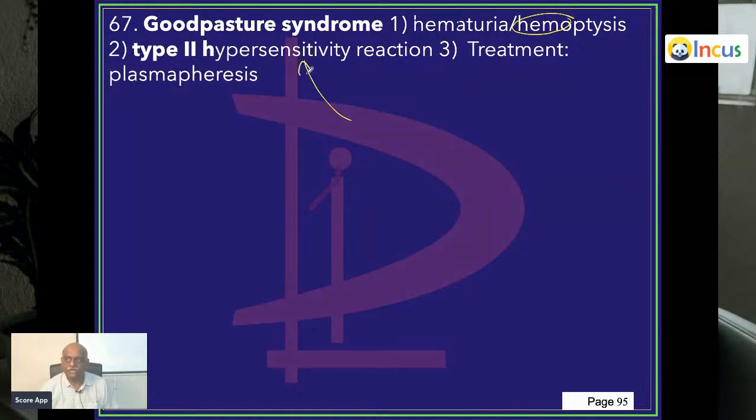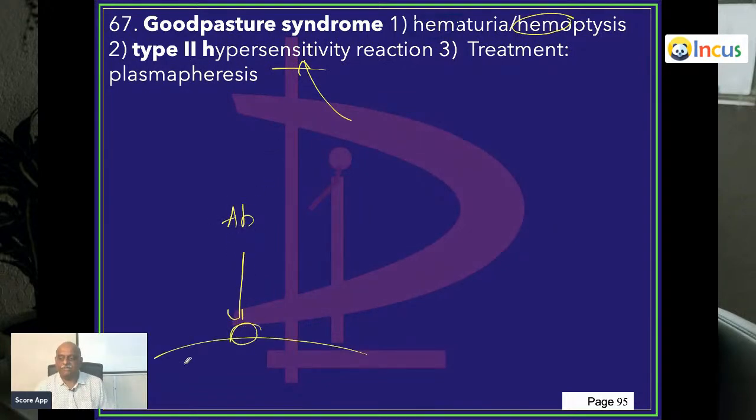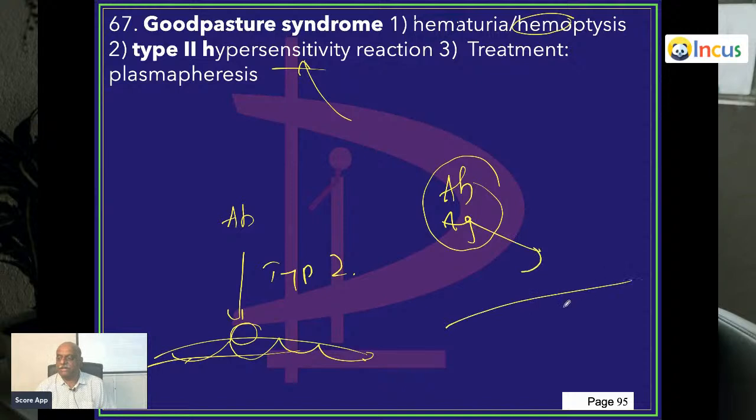Then Goodpasture is type 2 hypersensitivity. So Sushant, what is type 2? What is type 3? A free-floating antibody attacks an antigen fixed on a cell surface. This is type 2. Antibody free, antigen free, and both of them form an immune complex and come and deposit on a tissue. That is called type 3. So Goodpasture is type 2.